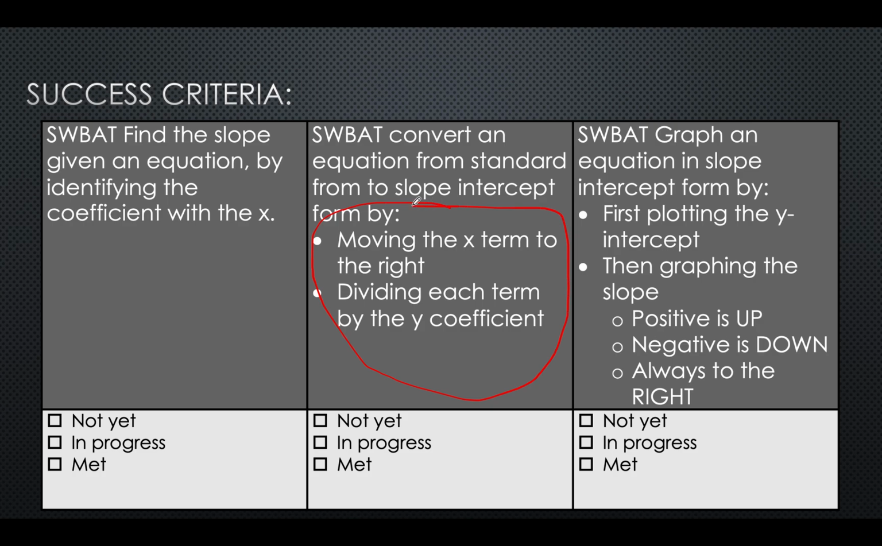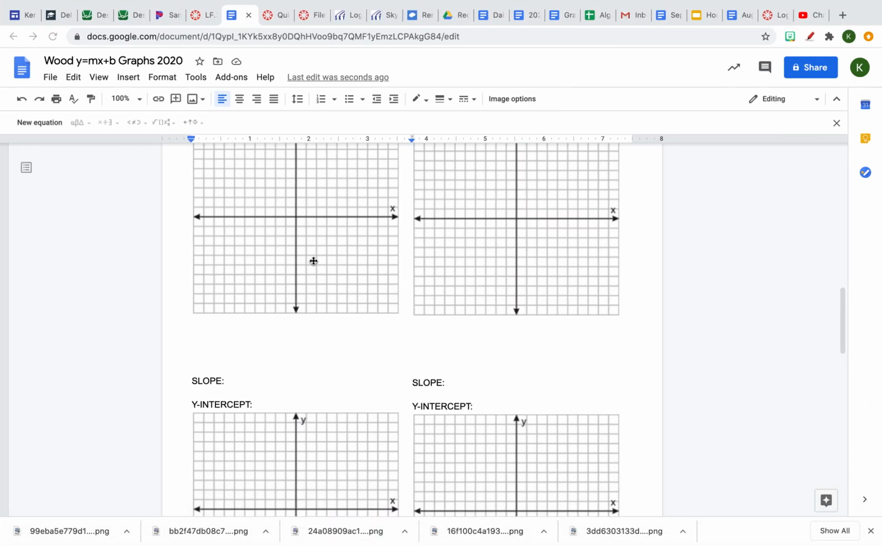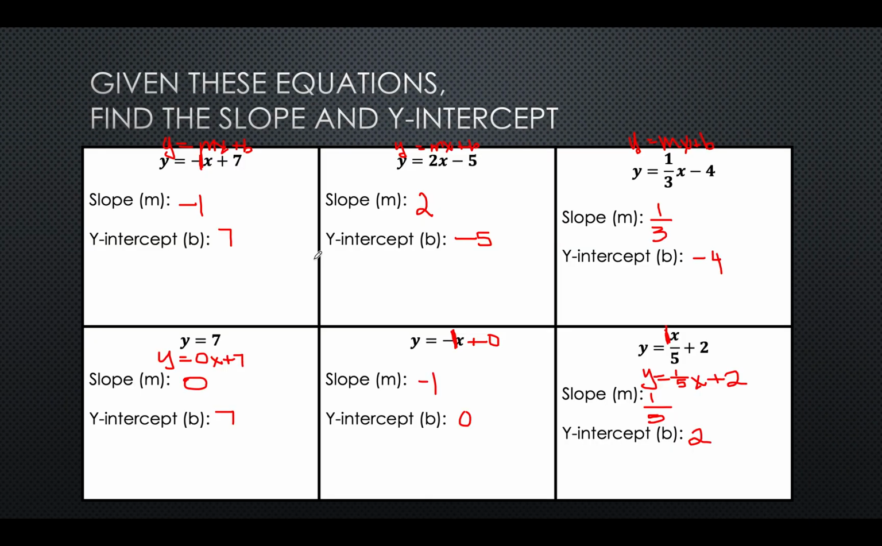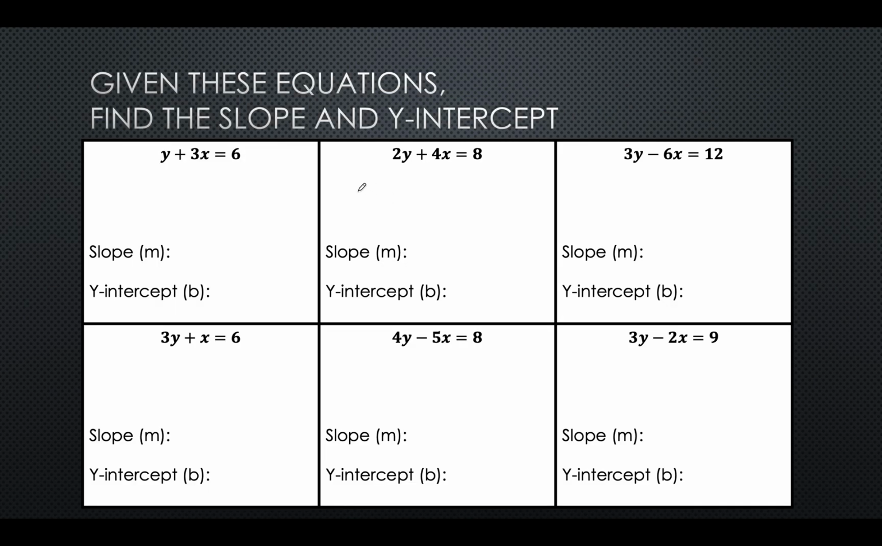At the top of your notes page, it tells you we're going to move the x term to the right by doing the opposite operation, and then we're going to divide each term by the y coefficient. So this is what we're going to be doing right now. Moving the x term by doing the opposite operation and then dividing each term. So we are going to move the x term to the right by doing the opposite operation. What's the opposite of plus 3x? Well, it's minus 3x.